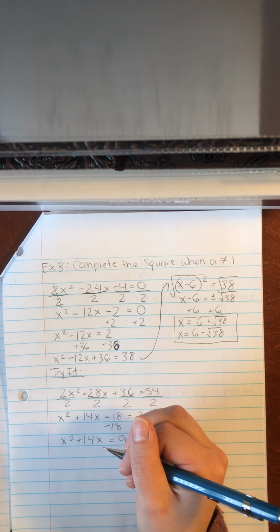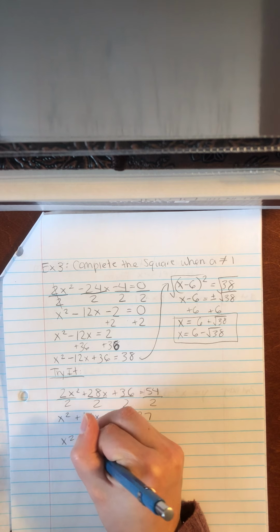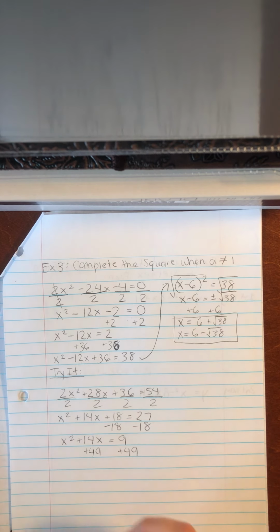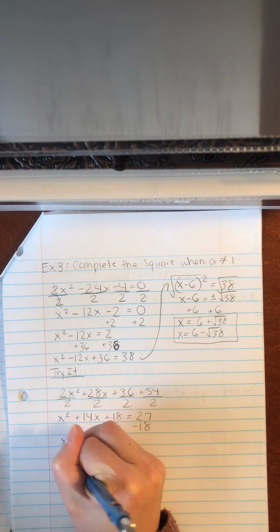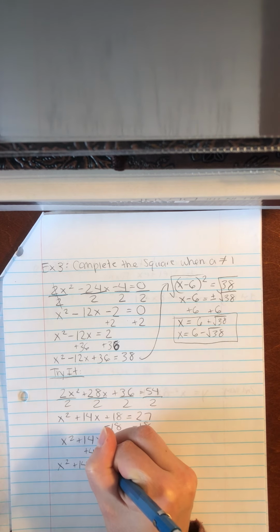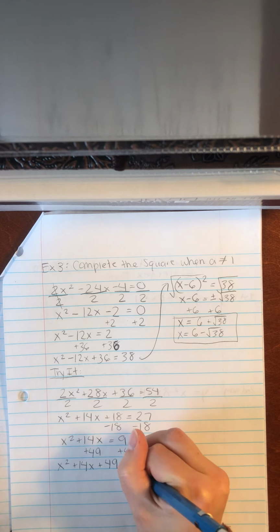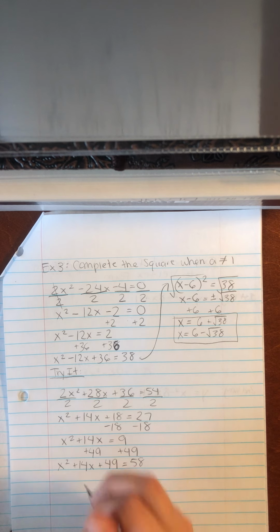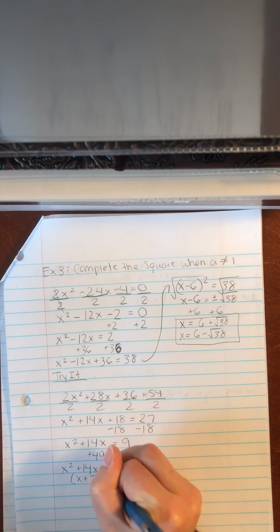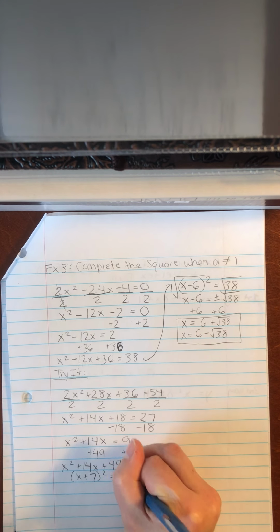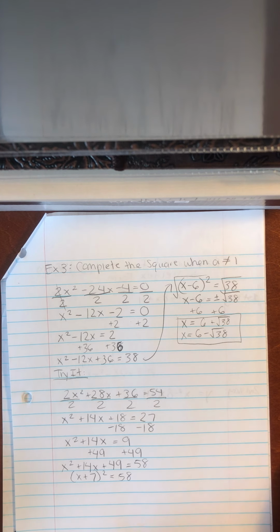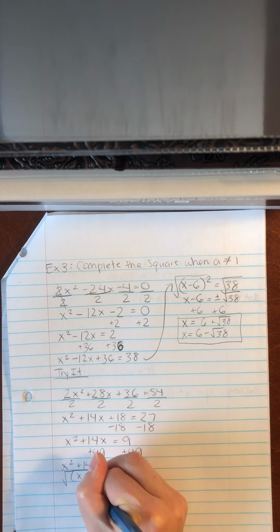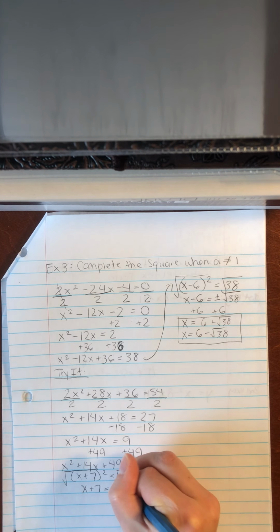Half of 14 is 7. 7 squared is 49, so I'm going to add 49 to both sides. x squared plus 14x plus 49 equals 58. Factor: (x plus 7) squared equals 58. Square root both sides. x plus 7 equals plus or minus radical 58.